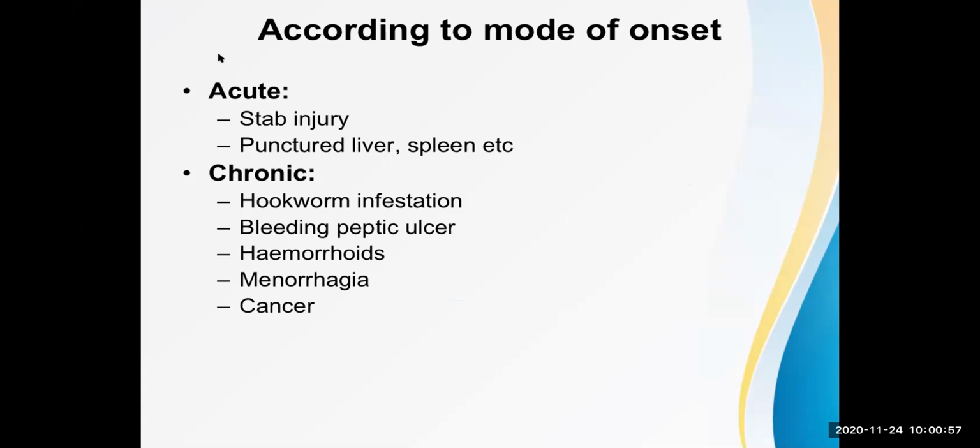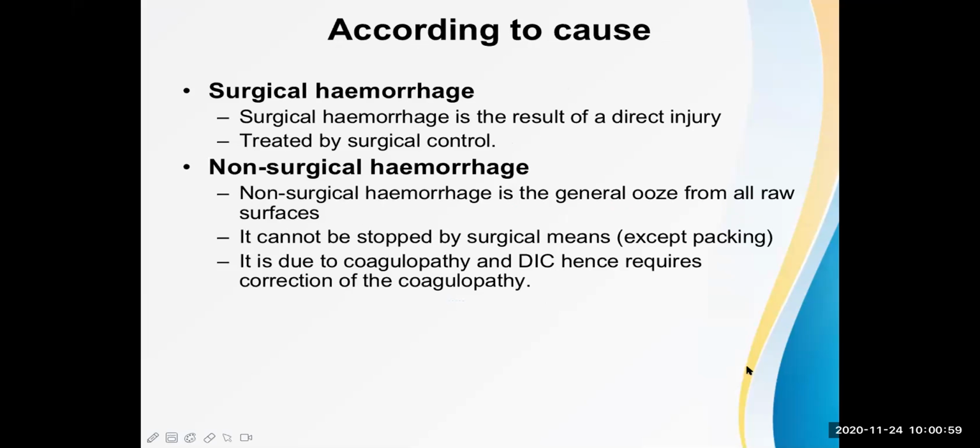Let's move on. Now, according to the cause, hemorrhage can be surgical or non-surgical. Quite an easy type of classification. Surgical occurs during surgery or operation. It is the result of direct injury. And it is easy to control also because the surgeon is right there to control it, right? If we put suture there, if you tie the knot, the bleeding will be controlled. Or it can be controlled by electrocoagulation also.